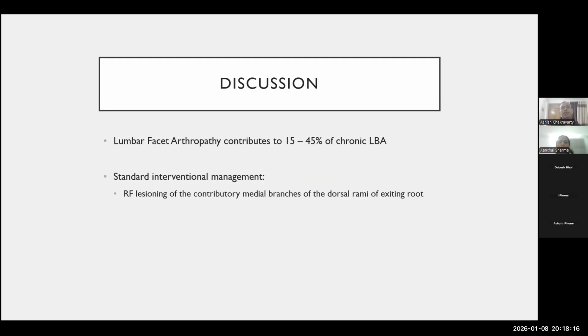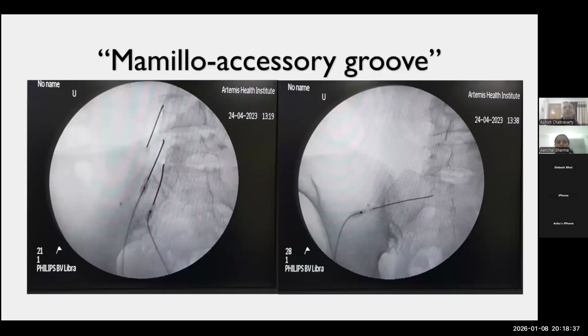So coming on to the discussion part of this technique, lumbar facet arthropathy, as I had told you before, contributes to around 15 to 45% of chronic low back aches. And radiofrequency treatment is considered as the standard minimally invasive interventional management. What we usually do is we try to insinuate our needles in the mammillo-accessory groove, as you can see here. So this is the conventional technique that we usually follow. But in this case, because of the presence of hardware, the mammillo-accessory groove was not visible.